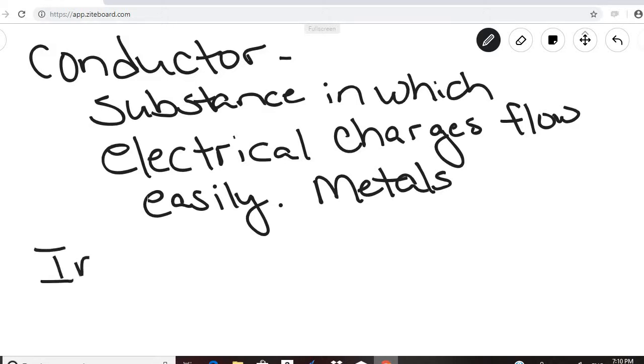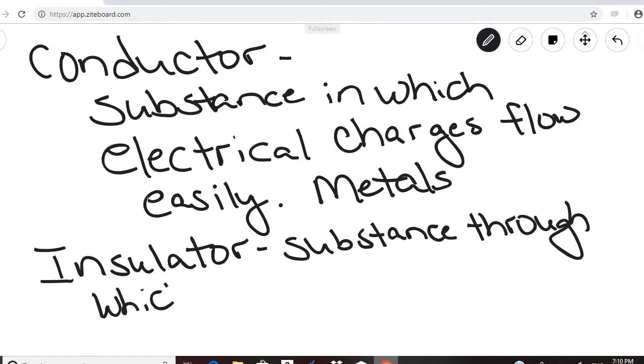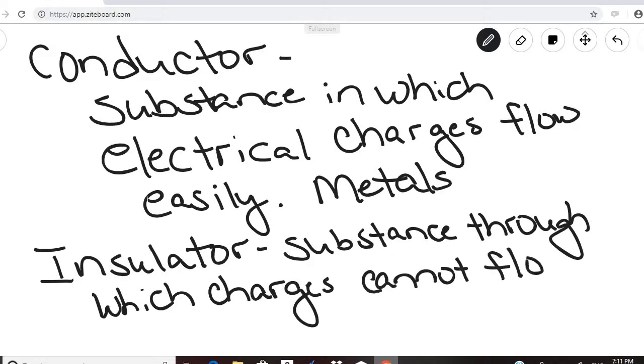And then we have an insulator. And an insulator is a substance through which charges cannot flow. And most of your non-metals are not good conductors. They are insulators.